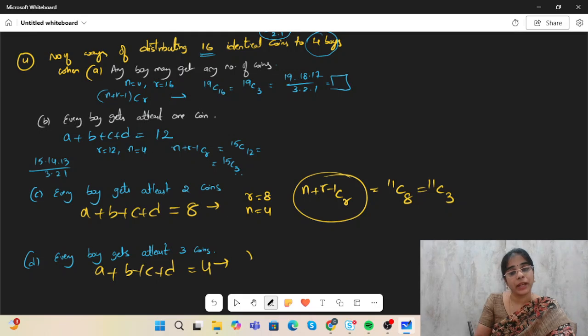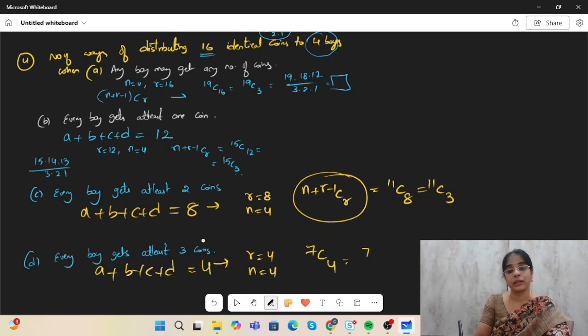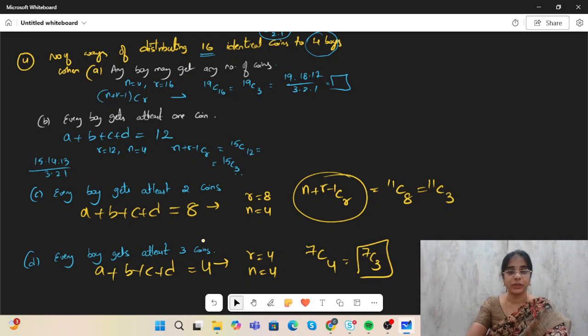Now here my R is 4, N is also 4, right? Now my answer will be N plus R minus 1 CR again. So that is 4 plus 4, 8, 8 minus 1, that is 7, 7C4, or that is my 7C3, is my answer for that case. Understood? That is my fourth question done, right?